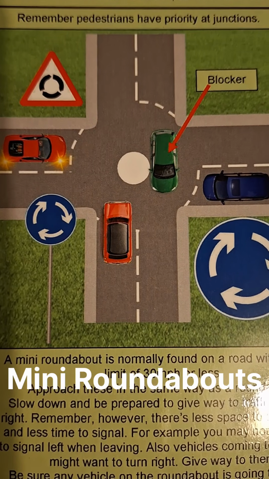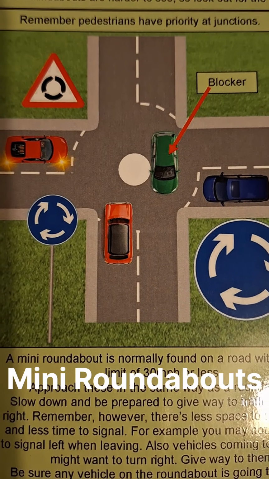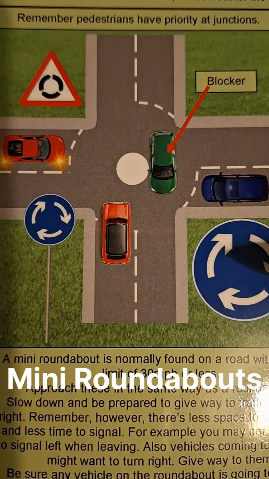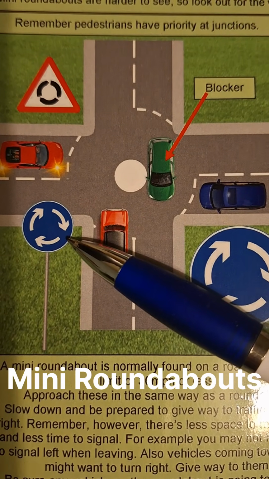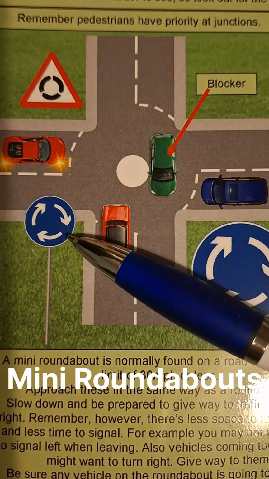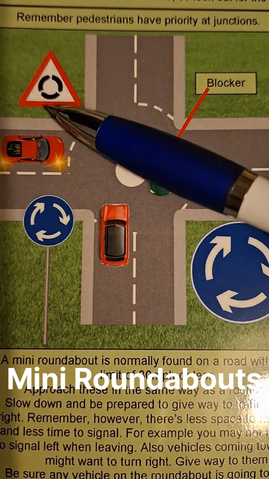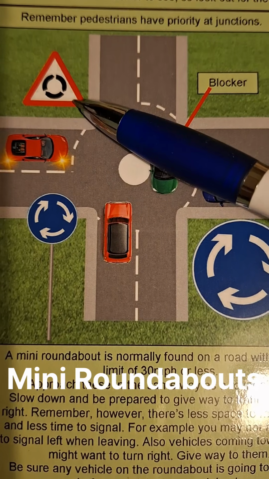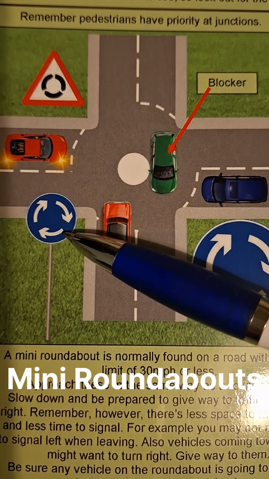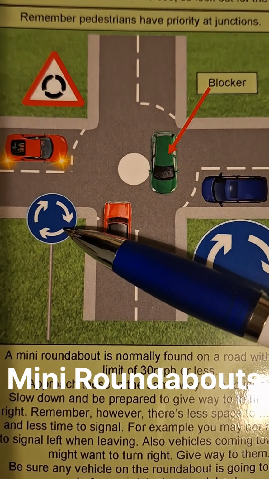So yeah, here we are. We've got a picture of a mini roundabout here. We know it's a mini roundabout because we can see the blue sign. Okay, and this is the mini roundabout sign that we're looking for on the approach. We may see this red triangle sign warning us of a roundabout coming up. But when we see this sign, we know it's a mini roundabout.